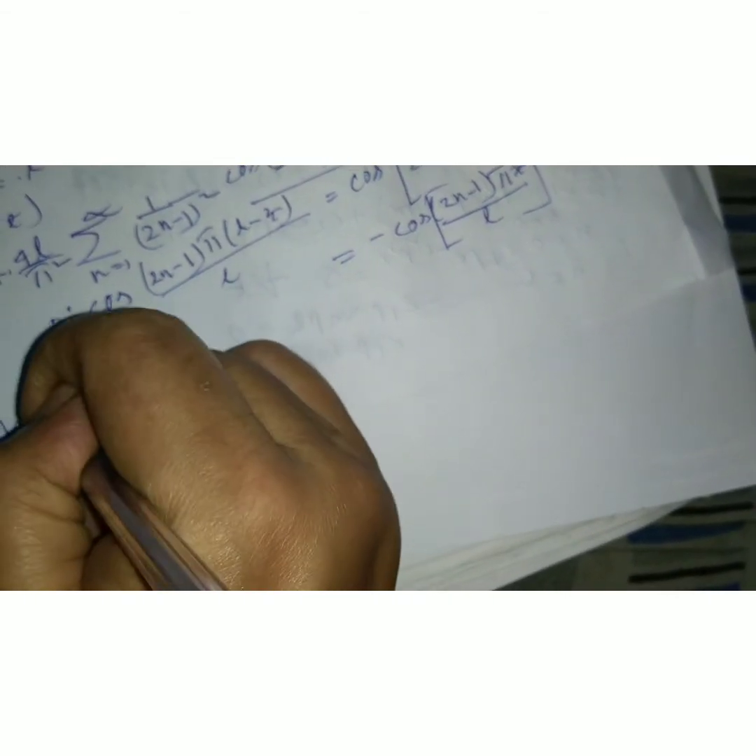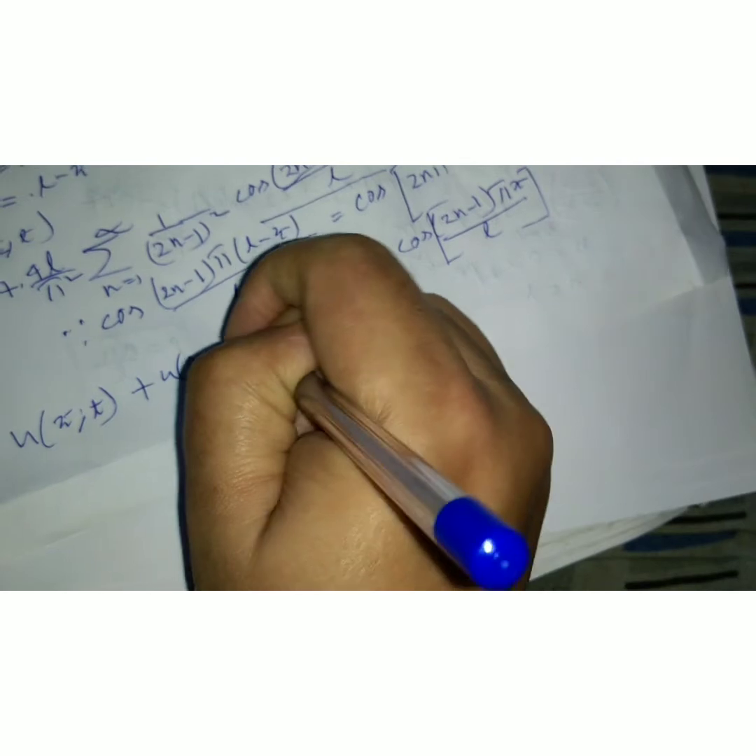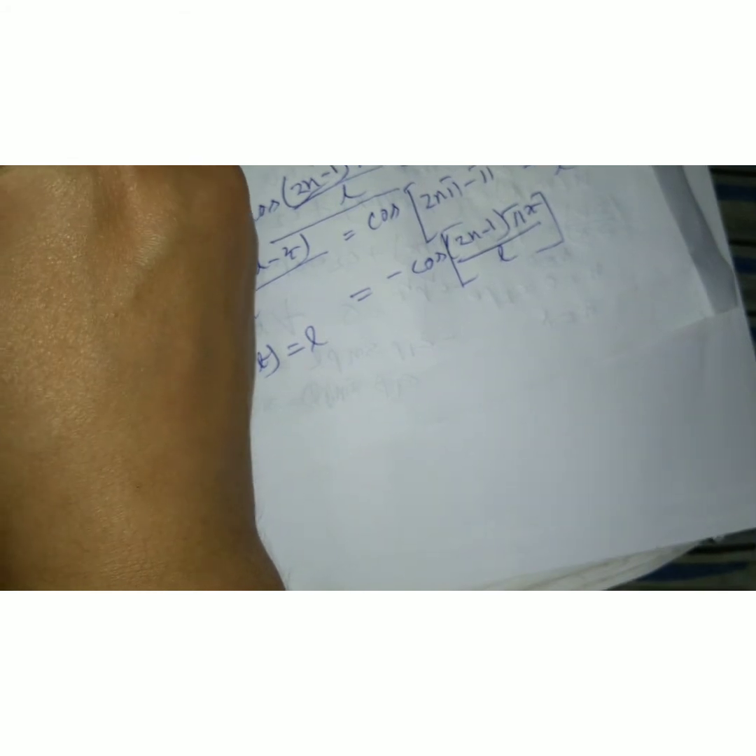And now you can see that u(x,t) plus u(L minus x, t) is equal to L. So hence we can get, this is the distribution functions.